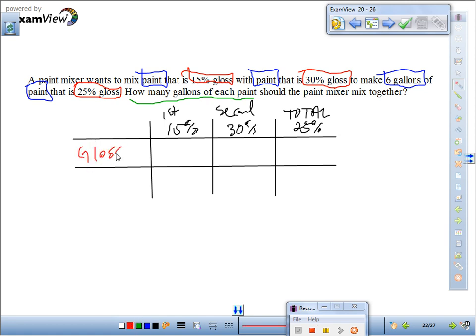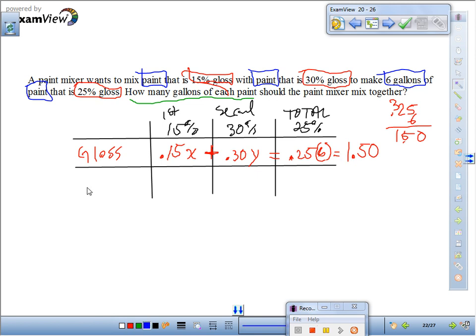So here, we're going to write gloss. How can we write 15% in decimal? 0.15, and this is x plus 0.30y equals 0.25, but this one we need to multiply times what? 6. So let's see. 0.25 times 6, that's 30. We got 3 12, that's 15. 2 decimal places, so it's 1.5. Remember, when we write our equation, at the end we just equal to 1.5.